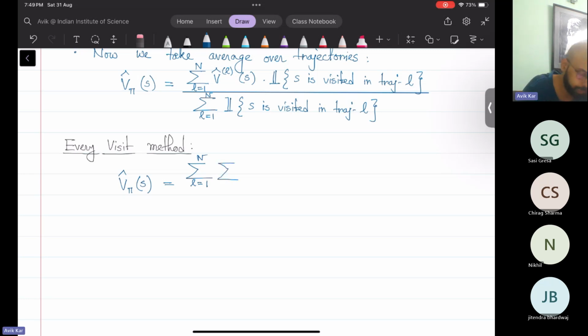Now, in every trajectory that state is visited a certain number of times. Let us write that number by m_l. So the sum over i equals 1 to m_l of the return at i, divided by the sum of m_l over l equals 1 to n. So here we do not need to write this indicator function because the m_l variable is taking care of that. Okay, so that was every visit method.